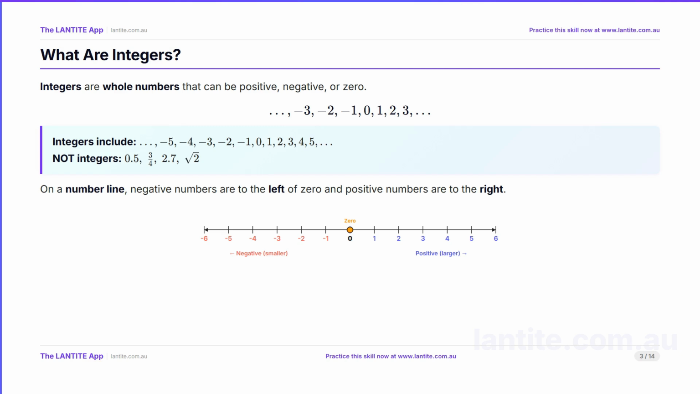Let's start with what integers actually are. Integers are whole numbers that can be positive, negative, or 0. They include numbers like -5, -2, 0, 3, and 10. Numbers like 0.5, 3/4, and 2.7 are not integers because they are not whole numbers. On a number line, negative numbers sit to the left of 0 and positive numbers sit to the right. The further left you go, the smaller the number. The further right you go, the larger the number.